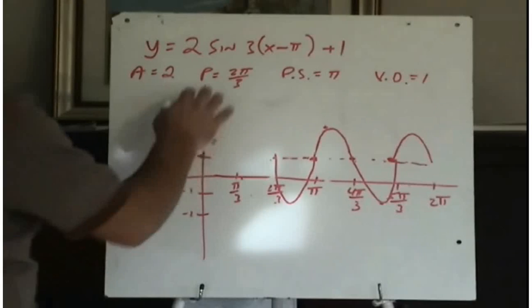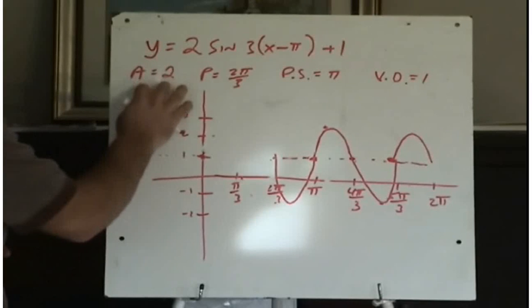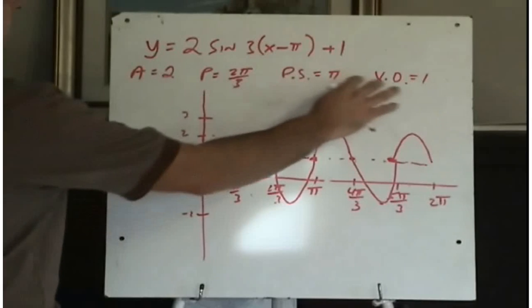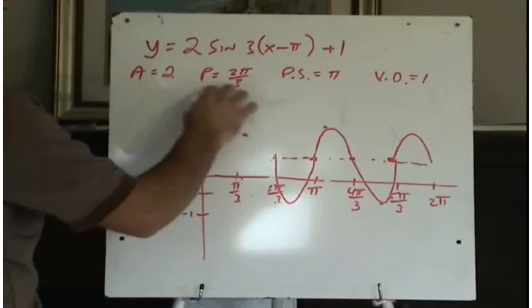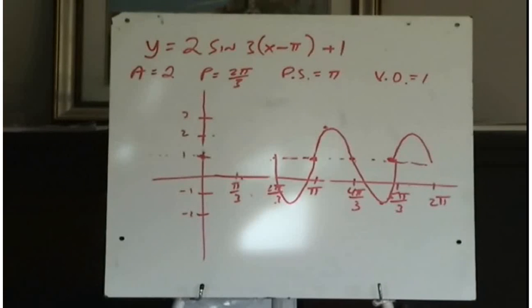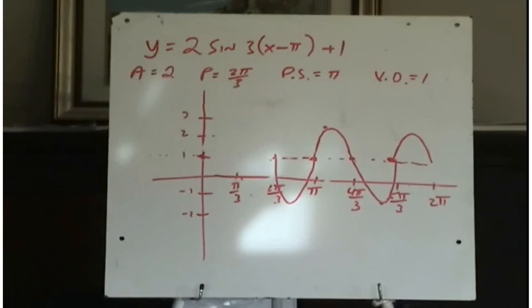So what I would encourage you to do is, when you're given the equation that you're asked to graph, write down its amplitude, period, phase shift, and vertical displacement. Start with the basic graph and then do your transformations one at a time or 2 at a time, whatever you feel comfortable doing, until you get all 4, in this case, all 4 transformations done.